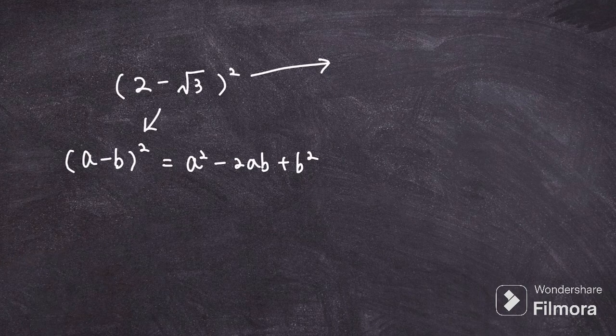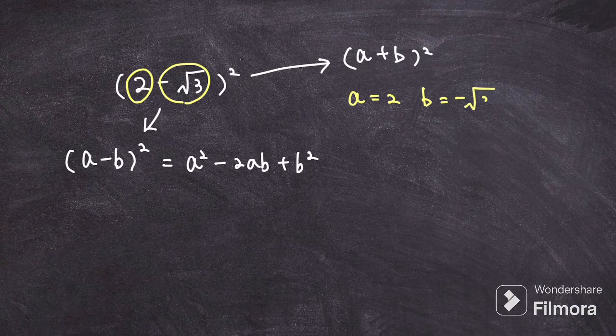And that is, we're going to continue using the same (a plus b) squared formula. How? Well, if we assign 2 to a, and if we define b as negative square root of 3, then we can express our original expression as (a plus b) squared. Isn't that right? (A plus b) squared.